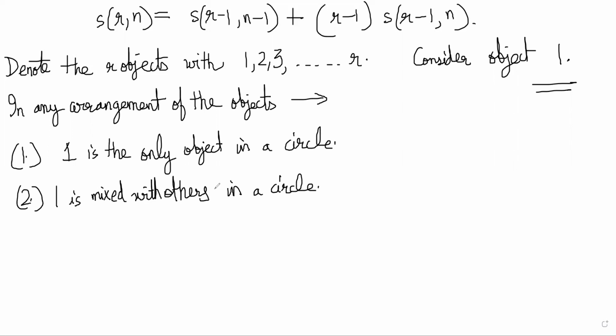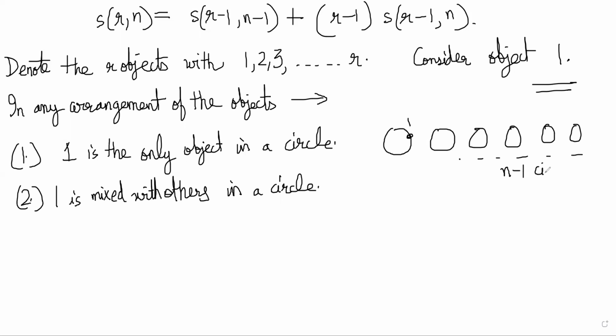Okay, so let's think about these two mutually exclusive scenarios. When 1 is the only object in a circle, then that means that one of the circles has just 1 and the remaining circles will have the rest of the things, right? So the number of remaining circles is n minus 1 circles and the number of remaining objects is R minus 1 objects. So obviously the R minus 1 objects have to be put in n minus 1 circles in this case and the last circle has just 1, right?